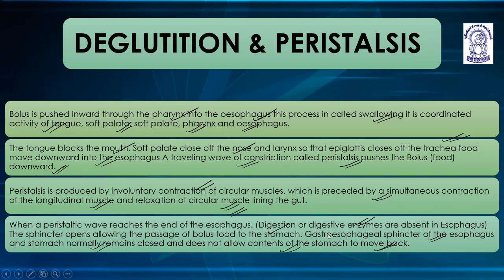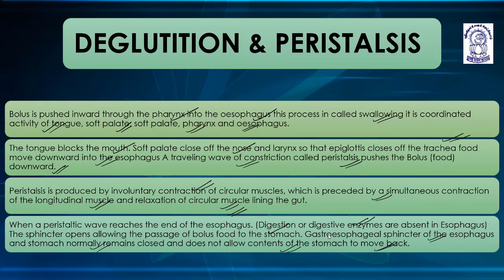So the bolus of food is pushed inward through the pharynx into the esophagus, and this process is called swallowing. It is coordinated by the activity of the tongue, soft palate, pharynx, and esophagus. The tongue blocks the mouth, the soft palate closes off the nose and larynx, so that the epiglottis closes off the trachea. Food moves downward into the esophagus. The traveling wave of constriction called peristalsis pushes the bolus of food downward. Peristalsis is produced by involuntary contraction of circular muscles, preceded by simultaneous contraction of longitudinal muscles, with relaxation of circular muscle lining the gut.